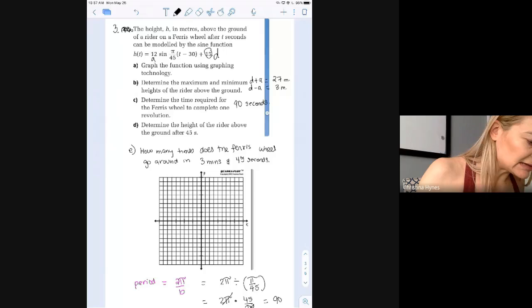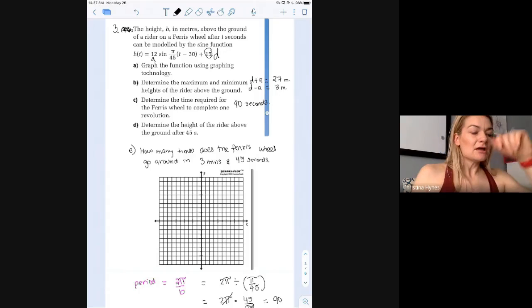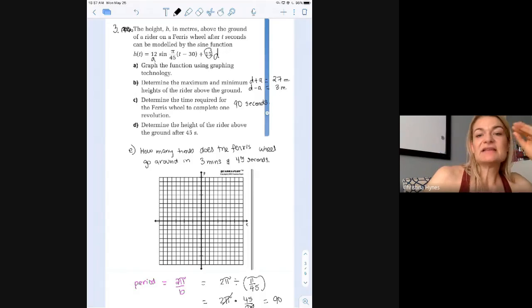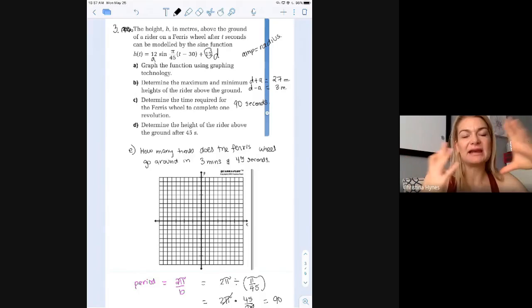What else did I want to say? Oh, there's something else I was going to say about that. The amplitude is another name for radius. That's another hint for you guys. For your question 3, your amplitude is actually always equal to the radius of the circle. So the radius of your situation, that's what it's actually equal to as well. So my radius is actually equal to 12.